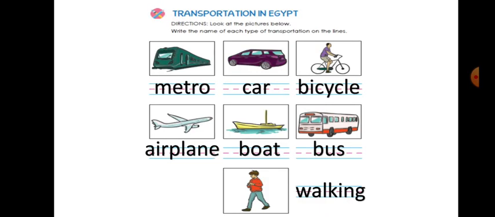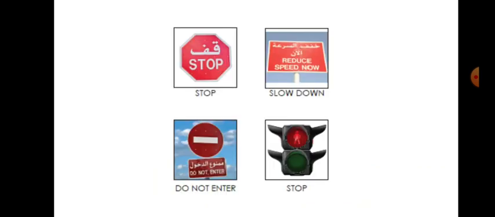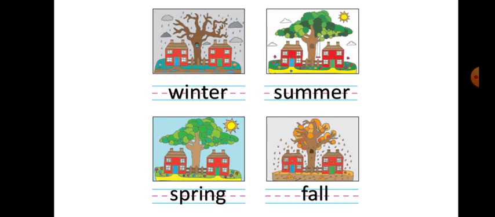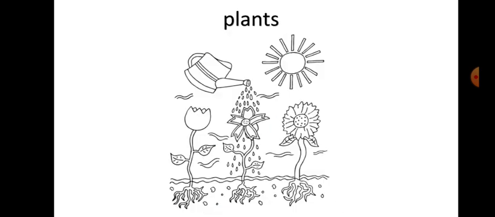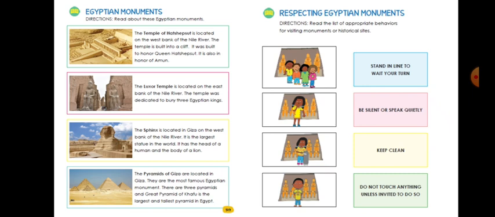In the second theme, if you remember, our theme was called The World Around Us. We have learned many things. We have learned about transportation, safety, seasons of the year, healthy food, plants, and monuments. You remember this theme? Okay.